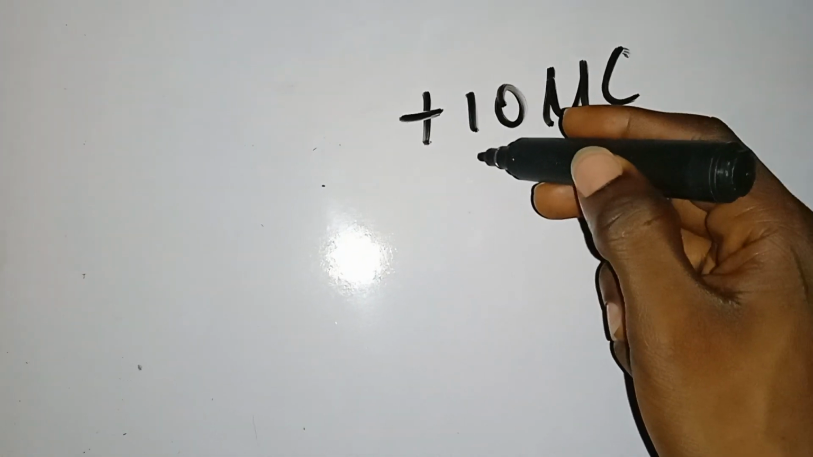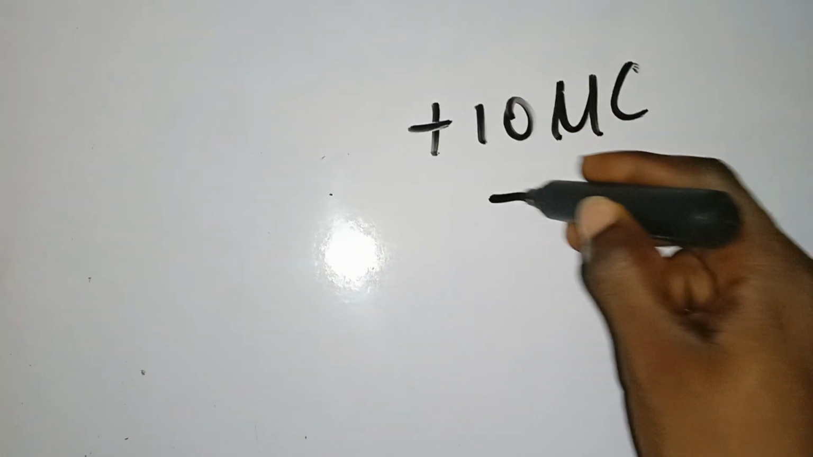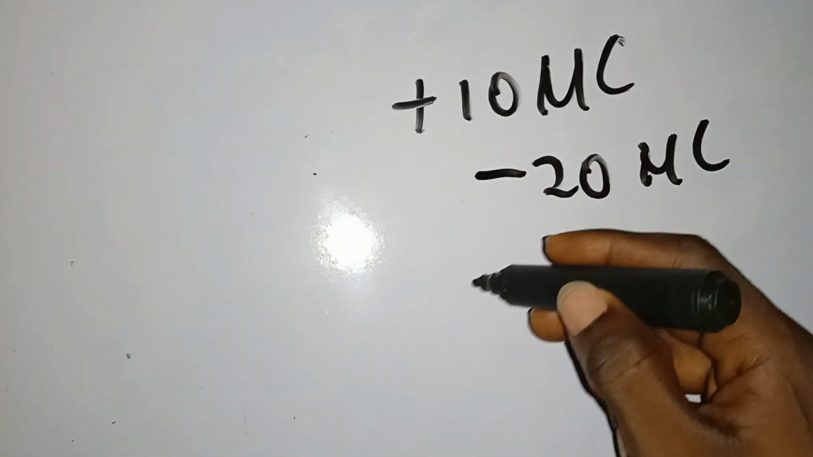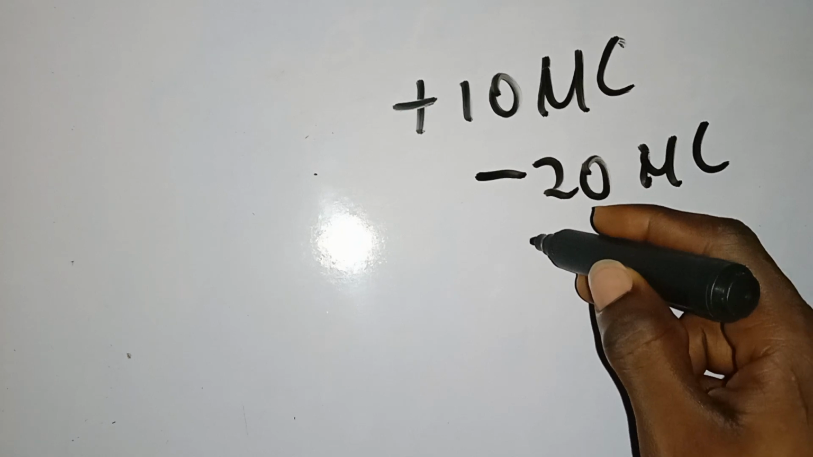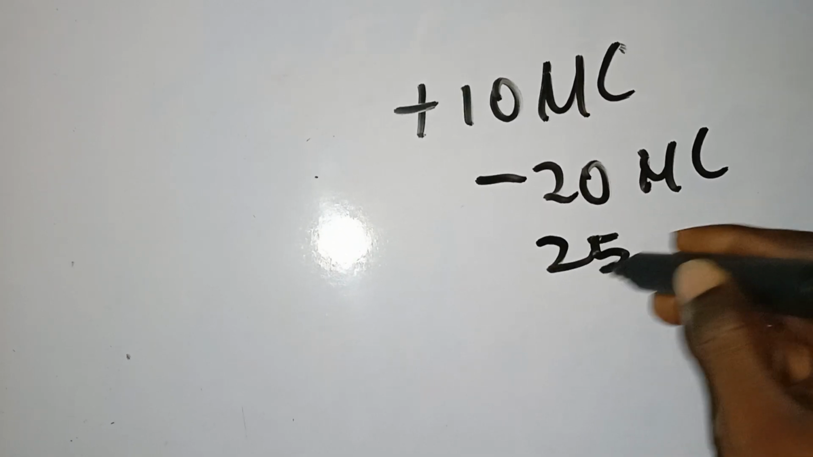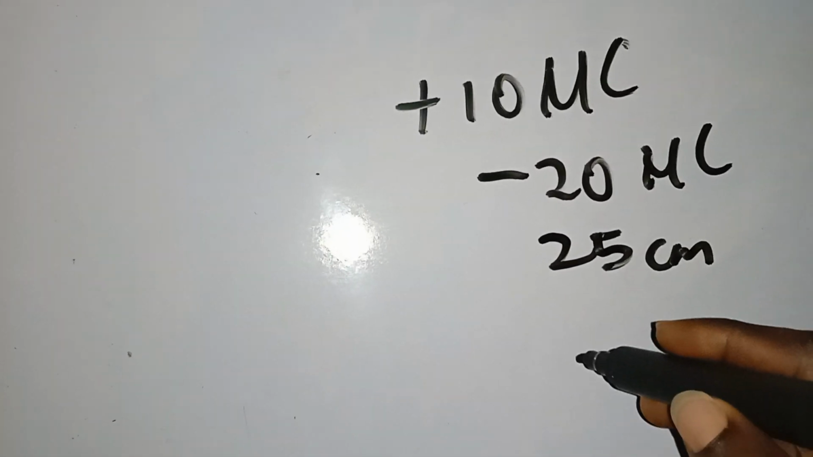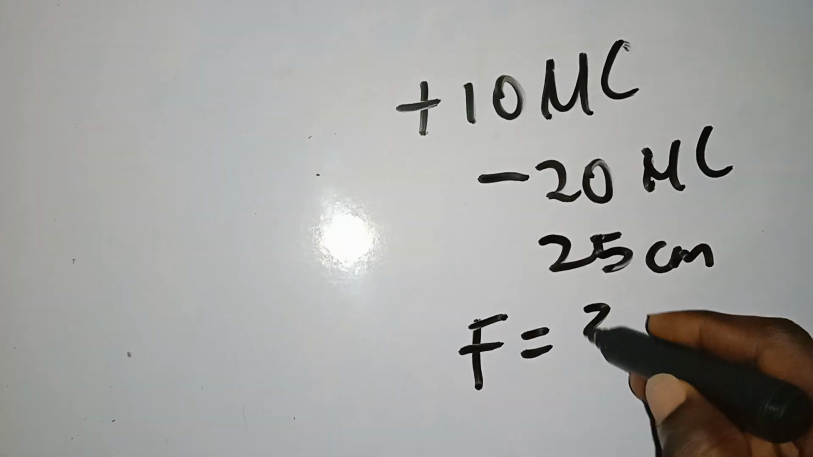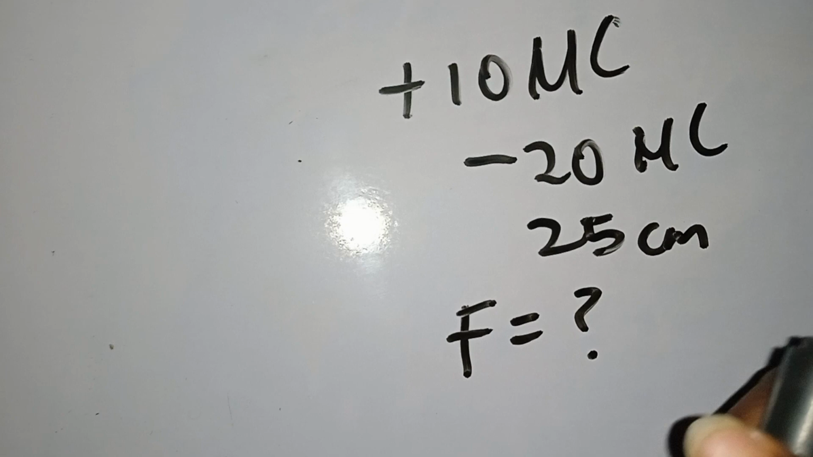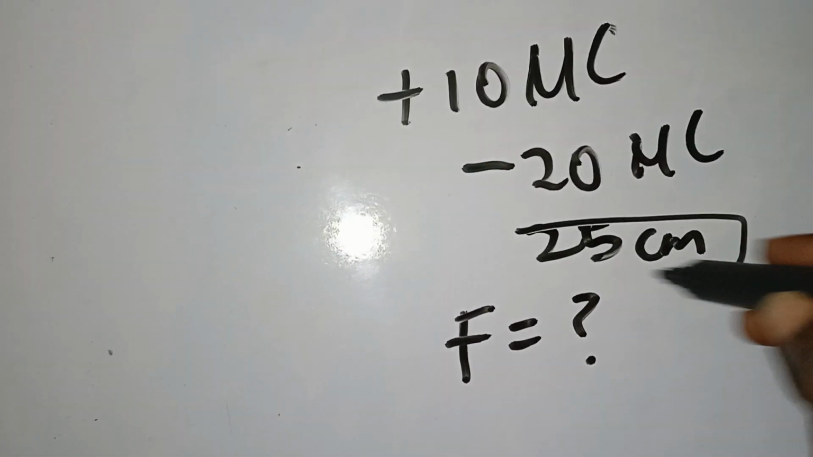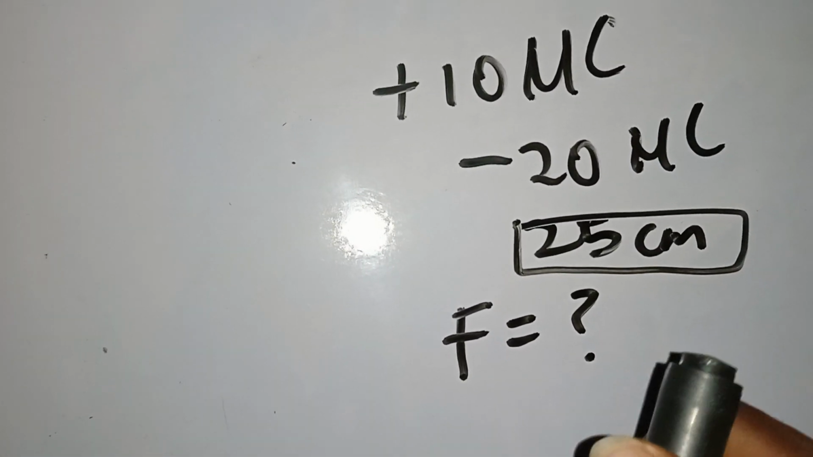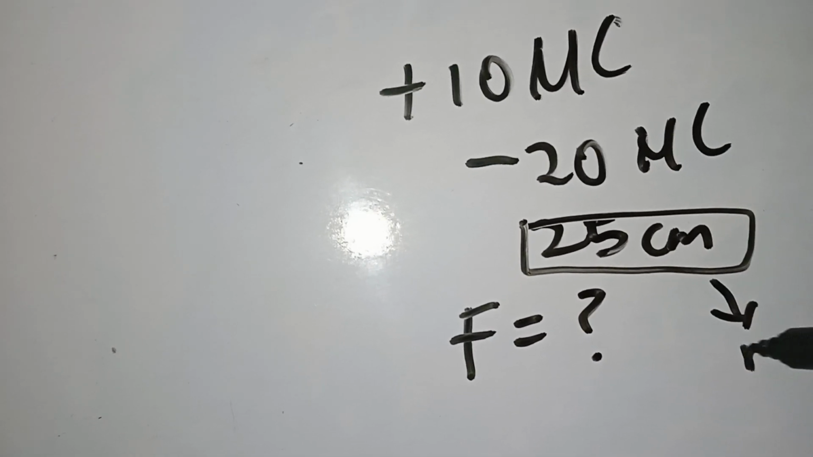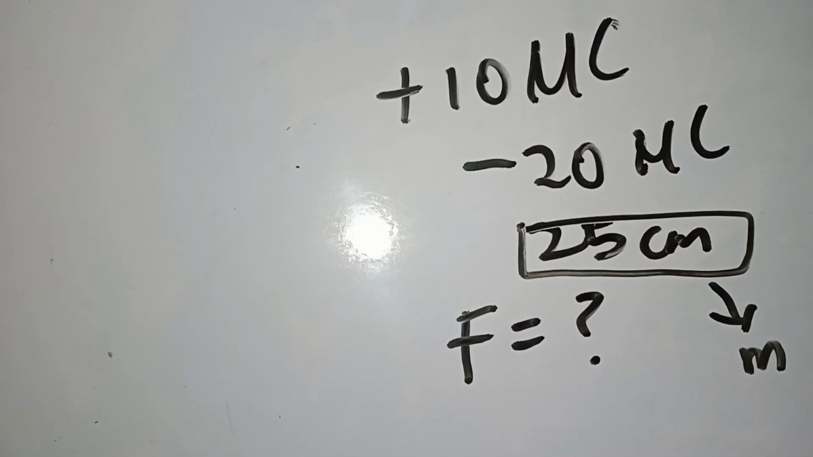So they give us plus 10 microcoulomb, then minus 20 microcoulomb, then 25 centimeter distance apart. Then they are asking us to find force. You need to know that on no account should you calculate distance with centimeter. Anytime you're given centimeter, you must convert it to meter. You need to know that.